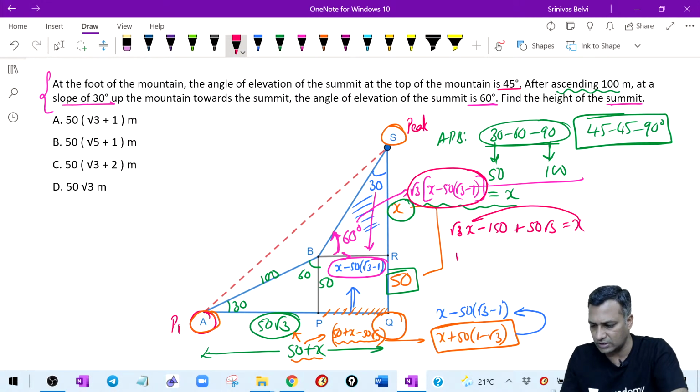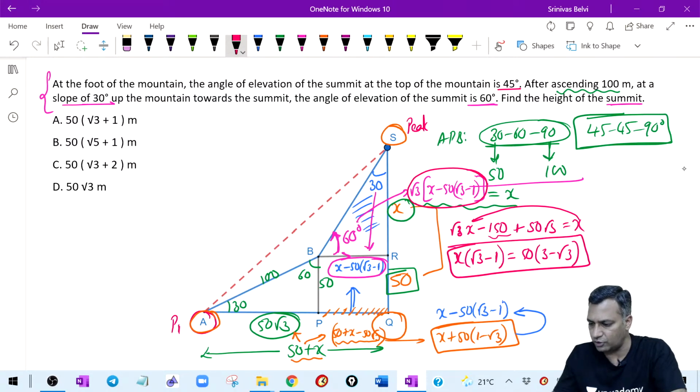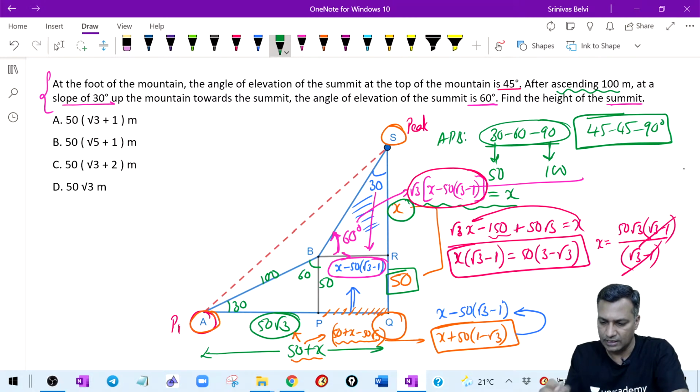You can get this x onto the other side. You can write x times of root 3 minus 1 is also equal to 50 times of root 3 or 50 times of 3 minus root 3. You can write it like this. From here you get the value of x is equal to 50 times of, you can take root 3 common here, root 3 minus 1 divided by root 3 minus 1. This gets cancelled, and hence the value of x is nothing but 50 root 3.